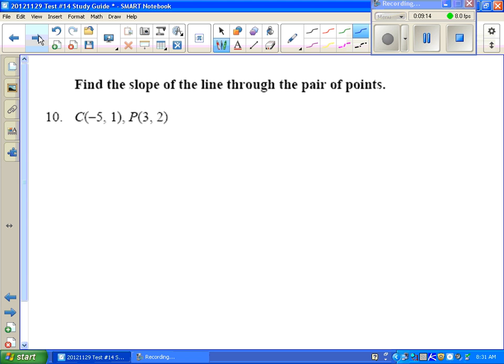Find the slope of the line through the pair of points, x sub 1, y sub 1, same thing. X sub 2, y sub 2.